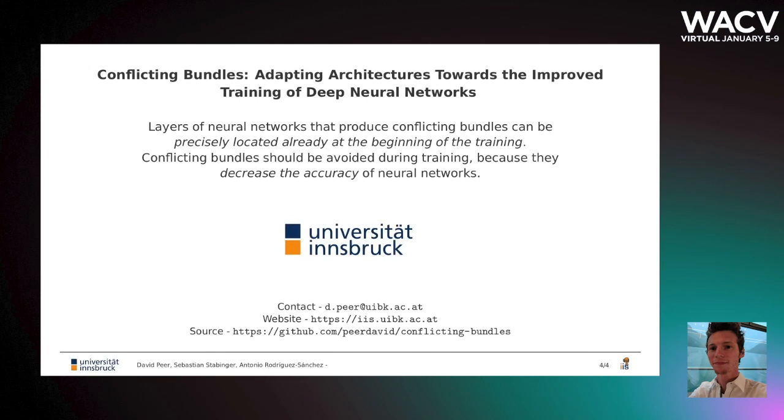In this video, we introduced the conflicting bundles problem that decreases the accuracy of trained neural networks. We have shown that this problem depends on the depth and the width of neural networks. We propose the autotune algorithm to automatically adjust the architecture of networks in order to reduce the memory consumption and the inference time while preserving the accuracy.